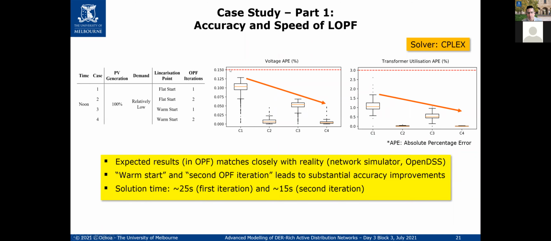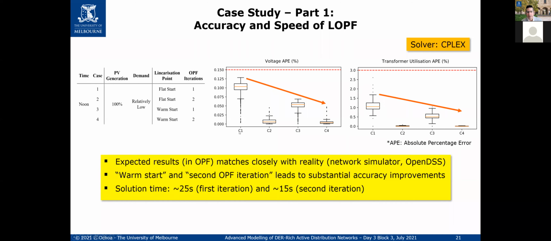Anyways, remember, because it's operation, you don't need to do OPF from flat start necessarily, because in operation you have the last results of voltages, currents, and everything, or not from the results, from the measurements. So you can put these measurements as your warm start as well in the first iteration. So this is the one that we mean, warm start first iteration.